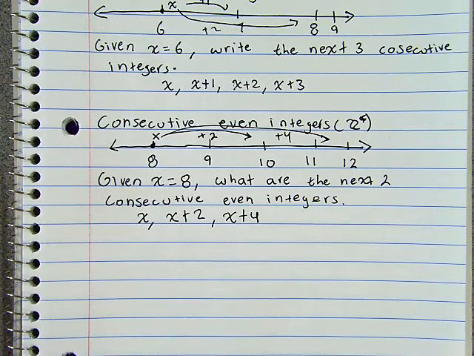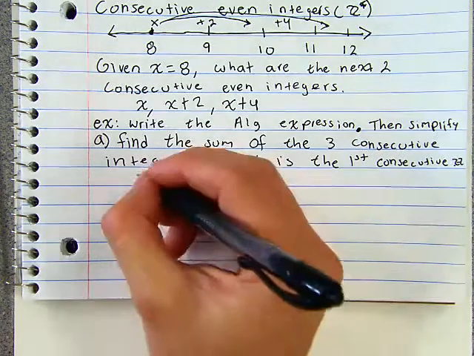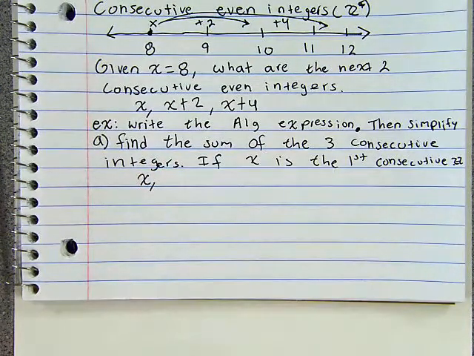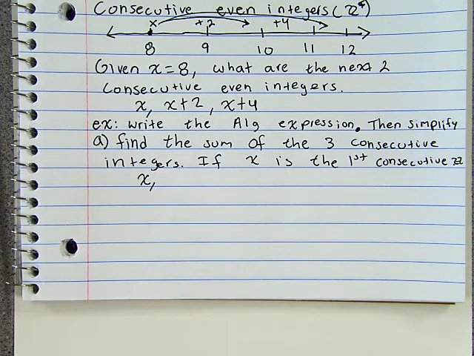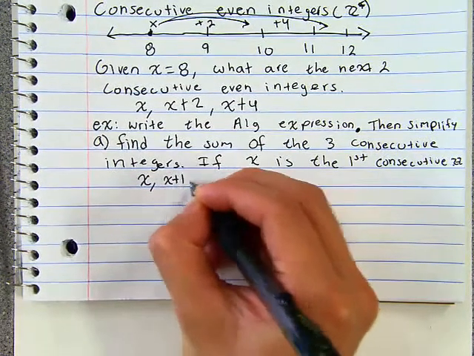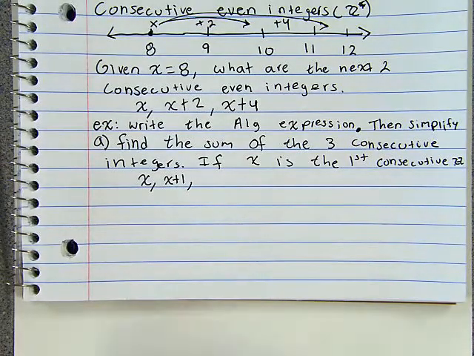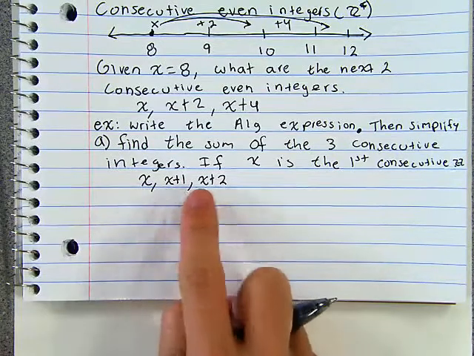So sometimes you're going to get problems that ask you about 3 consecutive integers. So let's go ahead and talk about one of those. If we were at 6 and we want to get to the second one, which would be the next number, we would add 1, so it would be x plus 1. And if we wanted to get 2 after that, we would write x plus 2. So these would be 3 consecutive integers.